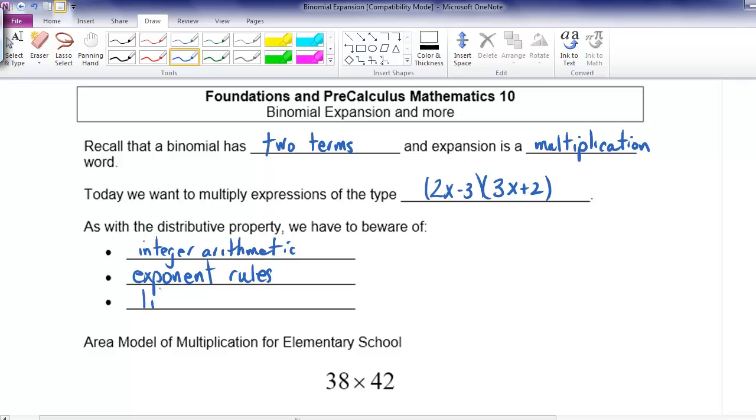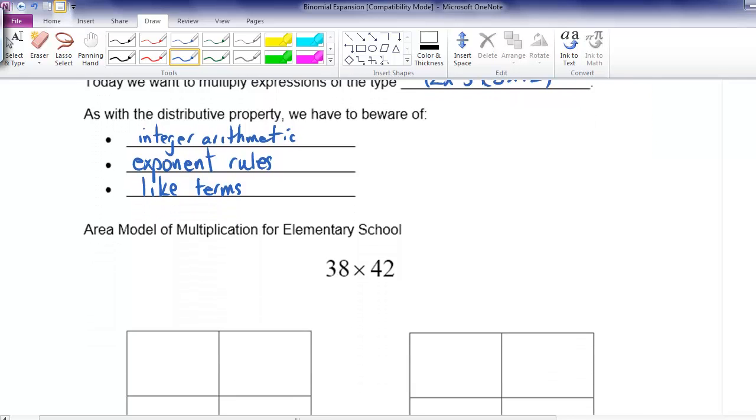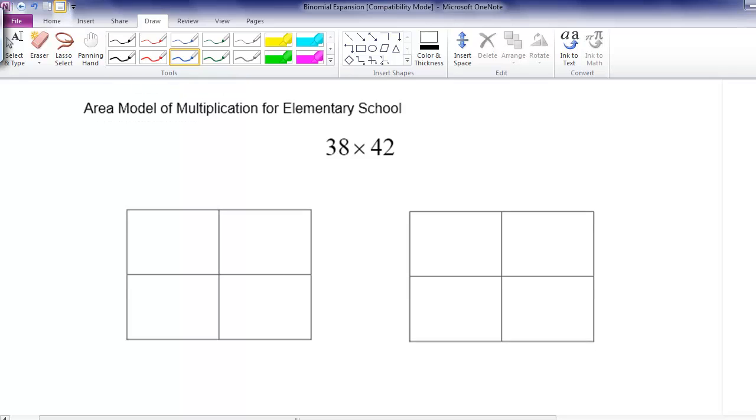And we have to be aware of like terms, and we're going to see that like terms are going to play a bigger part today than they did last day. So I'm going to use the same model we developed last class for elementary school. And this is how I work with my kids at home on how to multiply properly.